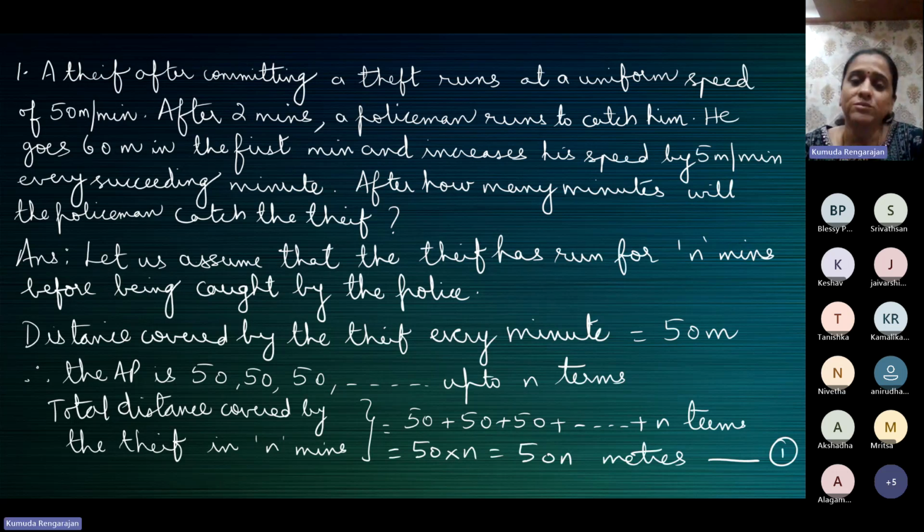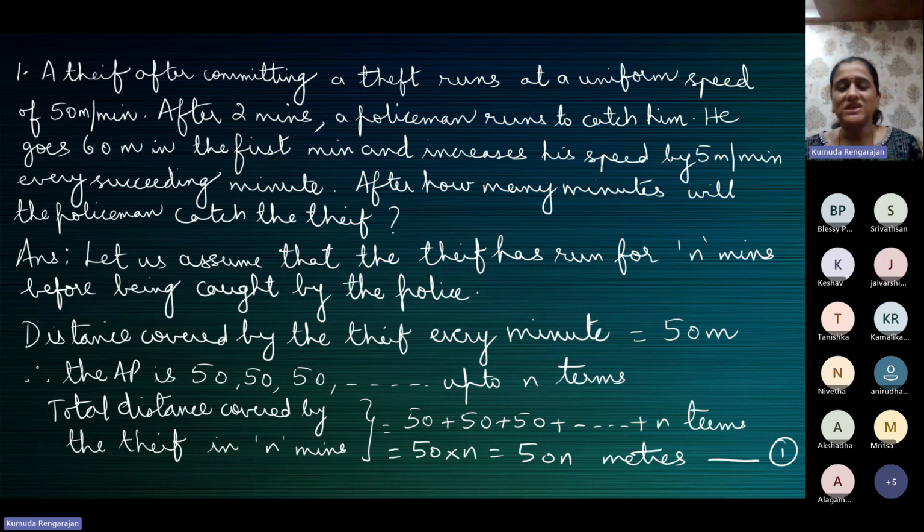So how long does he run? n minutes. The policeman follows him. He runs for n minus 2 minutes because he starts 2 minutes later. Now the policeman has to keep increasing his speed in order to catch the thief. So he goes 60 meters in the first minute, 65 meters in the second minute, 70 meters in the third minute, and so on. And finally, he catches the thief. So the question is, how long the policeman had to run to catch the thief.